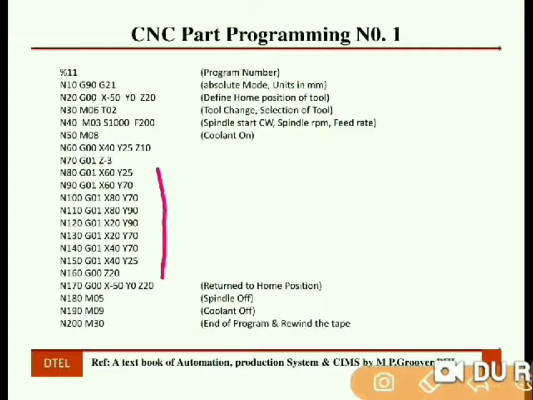Once you have completed the loop up to N150, then you have to lift the tool a sufficient distance above the work part surface, that is N160, G00, Z20, rapidly above that surface. How much? 20 mm above the work part. You have to take a sufficient distance away from that workpiece or work part.